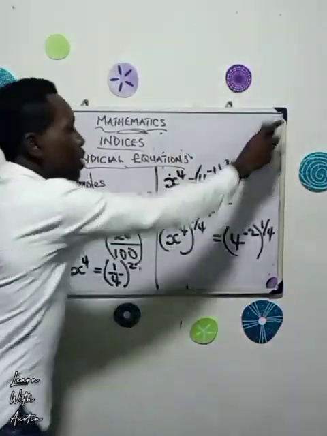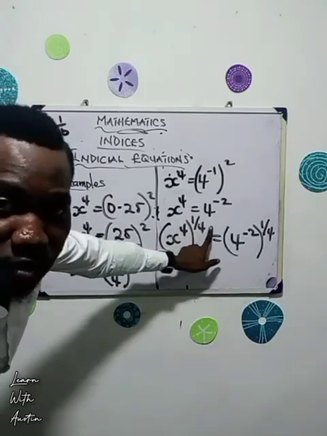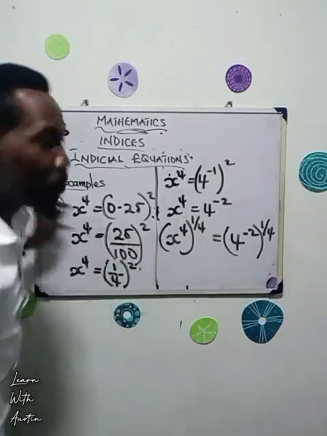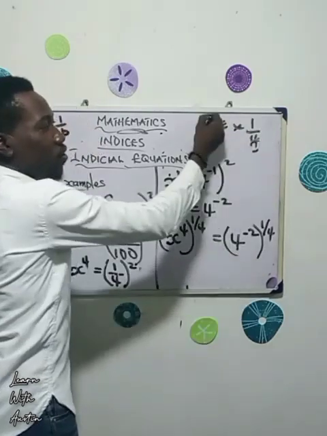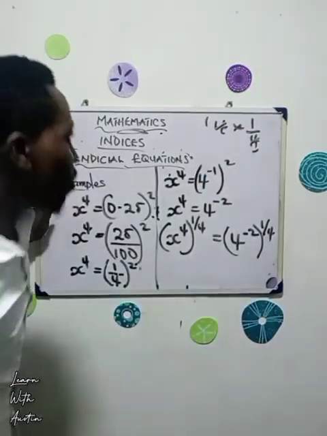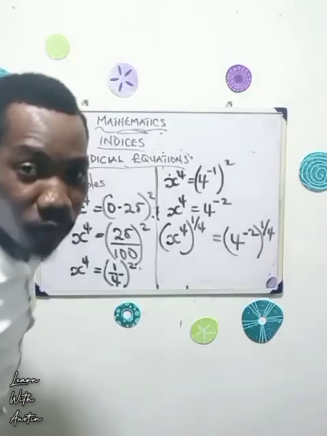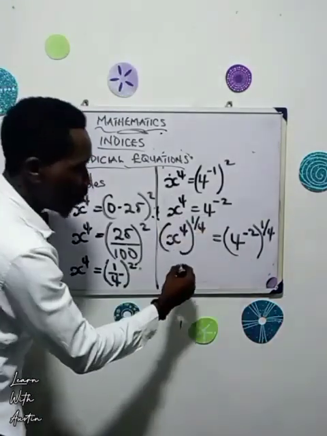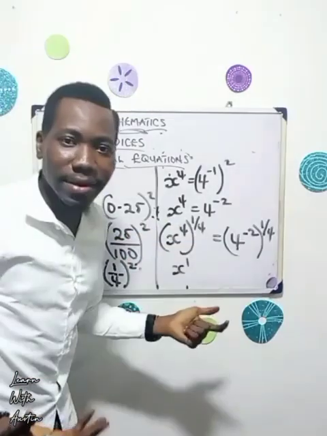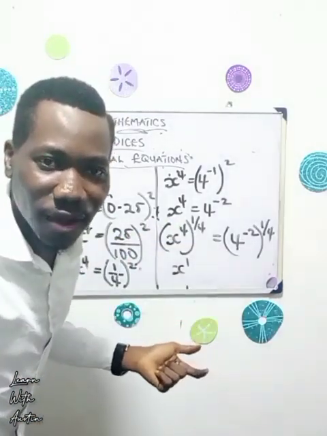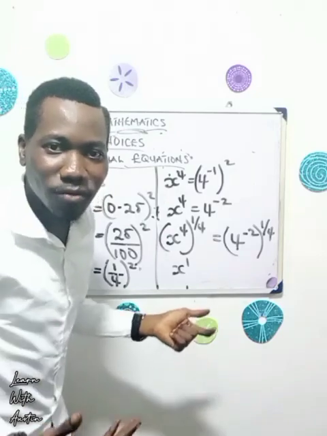So we have 4 multiplied by 1 over 4. 4 times 1 over 4. So 4 over 1, 1 over 4, you have 1. So 1 over 4 times 4 will give us 1, because 4 cancels 4. So you have x raised to the power of 1 now, and anything raised to the power of 1 is itself.